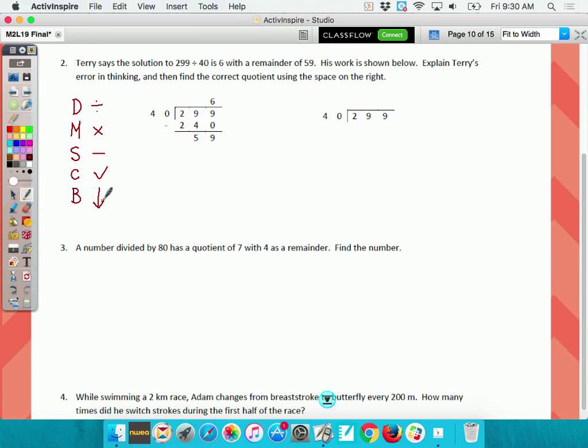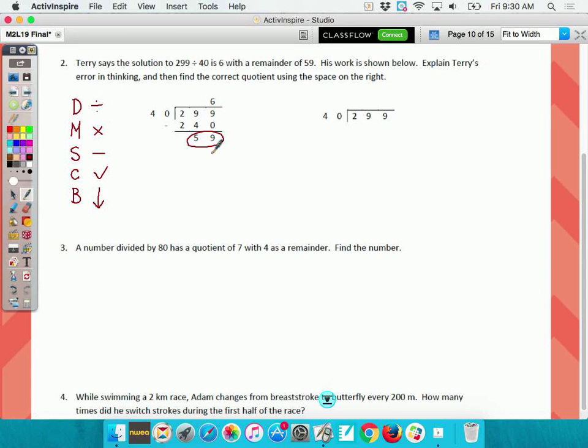Well, first of all, there is no bring down in this problem, is there? Okay, Julian, what do you think? The check. What's wrong with it? The remainder is larger than the divisor. Is 59 larger than 40? Yes. He made that mistake, didn't he?